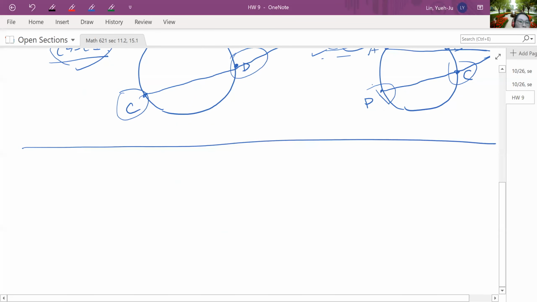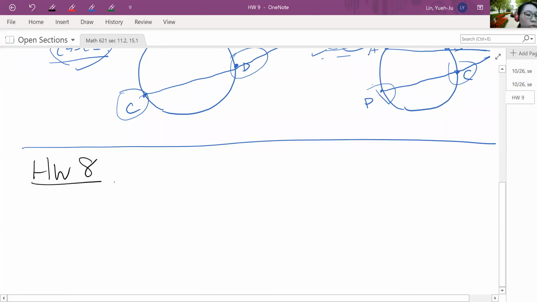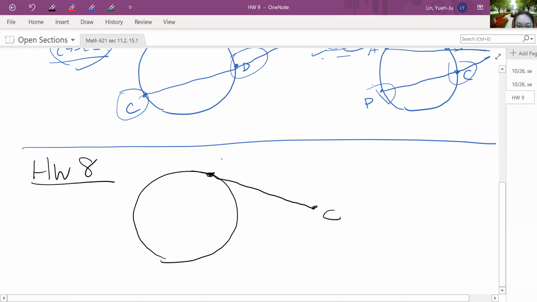Another thing I want to address is homework A. When I was grading homework A, one of the problems, I think the last one, tells you that you have an outside point C where you have two tangent lines, and the tangent points are A and B. Let's say whatever you call it, the center is O. Then you connect OA and OB, and also connect OC.